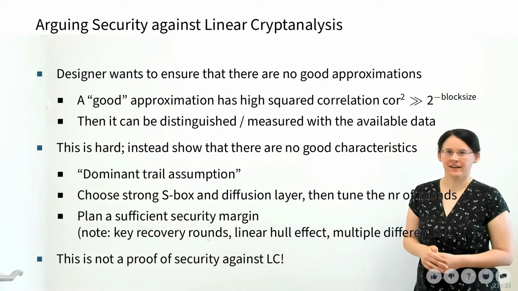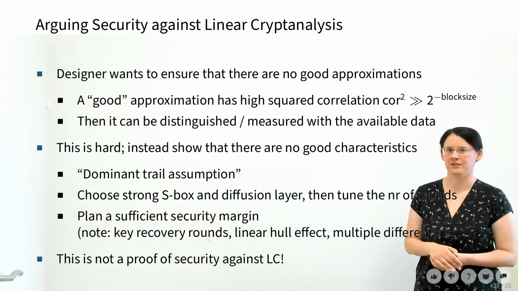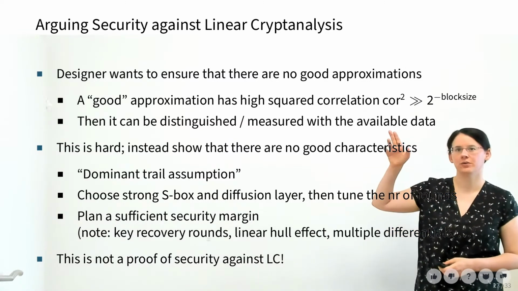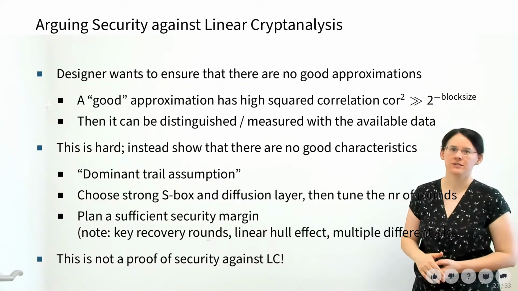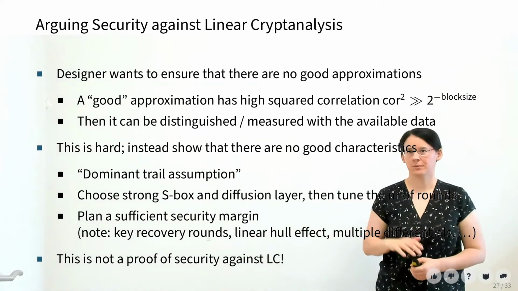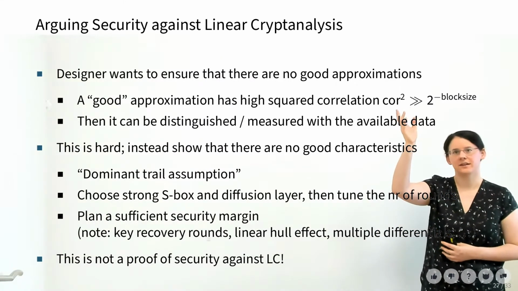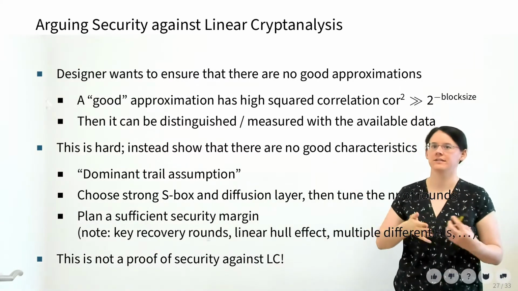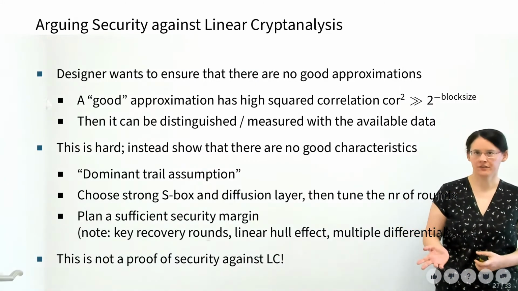If we're wearing the attacker hat, then we want to find one good approximation and gain some confidence that this actually behaves as we expect. Since it's very hard to show that there are no good approximations in terms of their overall correlation, what we can do is show that there are no good characteristics. If we make the dominant trail assumption, then a strong approximation would also correspond to a strong characteristic, and if there is no strong characteristic, there is no strong approximation. How do we get there?